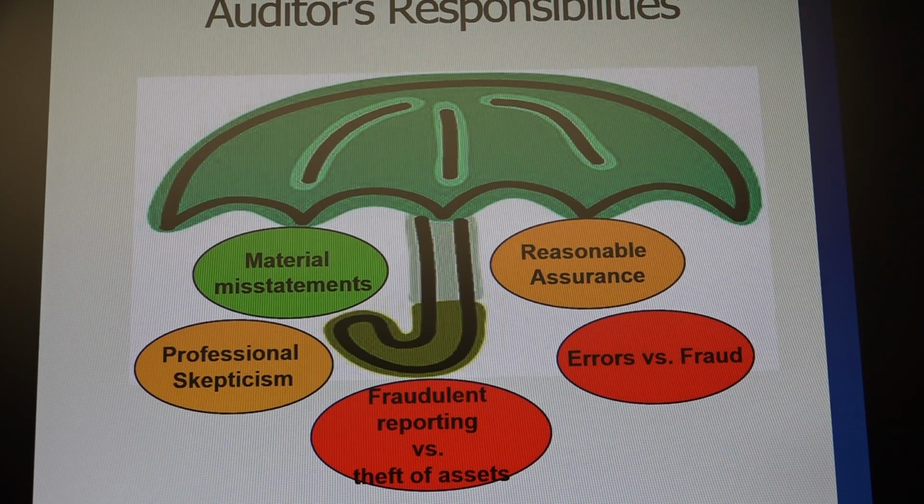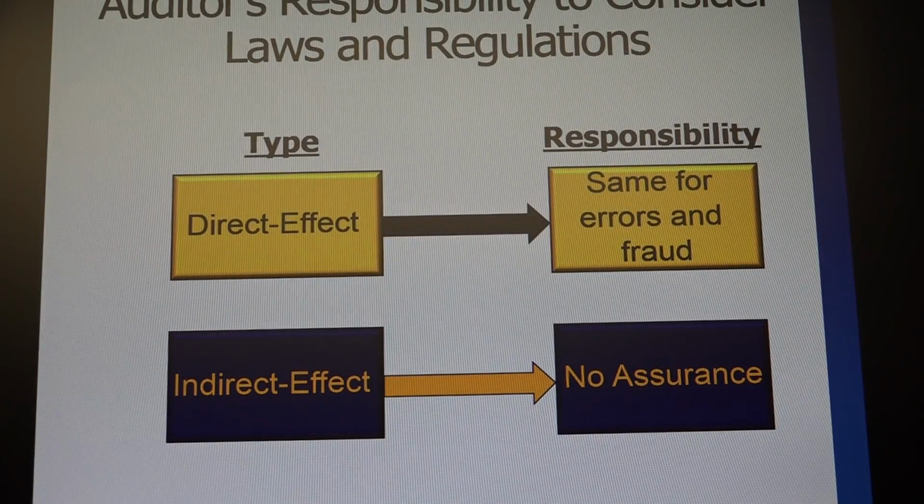The other thing they talk about is the fact that if there are laws and regulations with a direct effect on the financial statements, the auditor has some obligation to discover that, and if the company is not in compliance with a law or regulation, they have to realize what that means. And so the direct effect of the audit client not being in compliance with laws and regulations is that there could be some errors and possibly fraud in their representations.